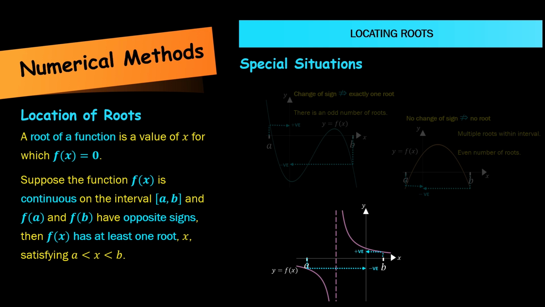Something else which is special about this graph is the asymptote which you can see in the center. So in this graph, a change of sign occurs, but there is no root. We can't apply the change of sign rule, and this is because the graph is not continuous.